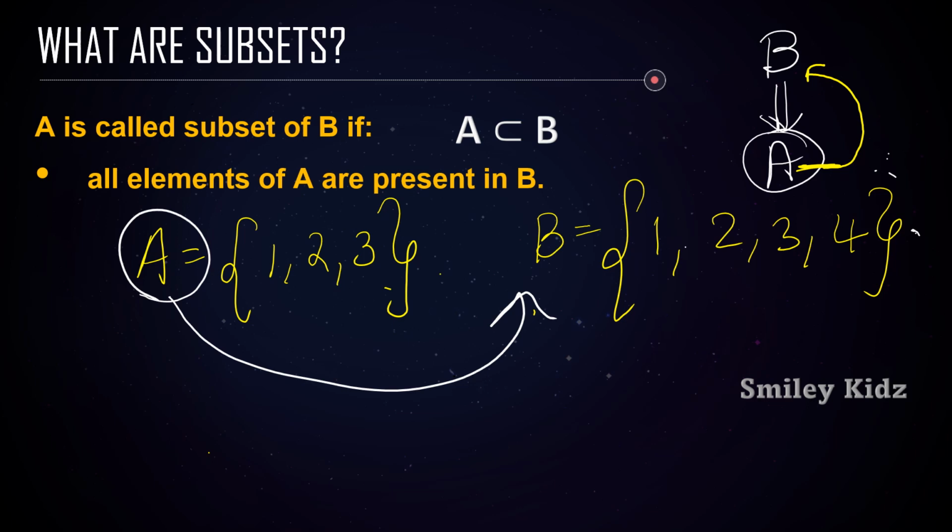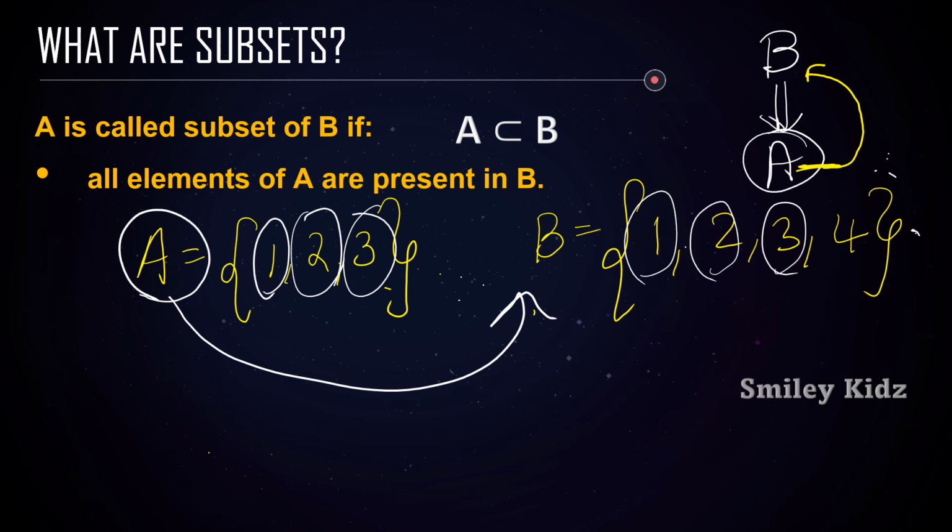Now, have a look at this. 1, 2, 3. These are the three elements. Are they present in B? 1, 2, 3. They are, right? Irrespective of what is present in B, you check what is present in A and whether the elements in A are present in B. That is your business. That's it. Do not look into the other elements of B. If the elements of A are present in B, then A is called a subset of B. Remember, A is called a subset of B if the elements of A are present in B.